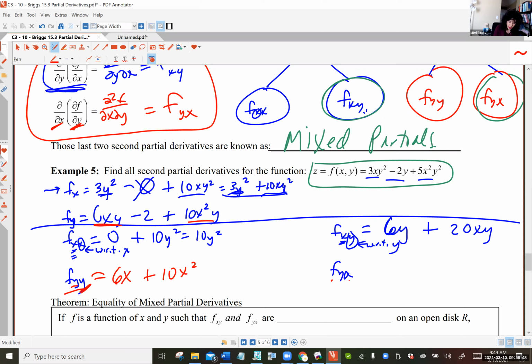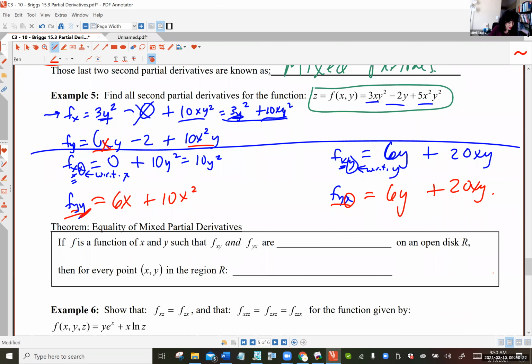And then now let's go get fyx. So fyx is where you look at fy again, but you take his derivative with respect to x. So start over. What is the derivative of 6xy with respect to x? 6y. Plus, because the derivative of -2 is 0, the derivative of 10x squared y with respect to x is 20xy. Very good. And we're done.